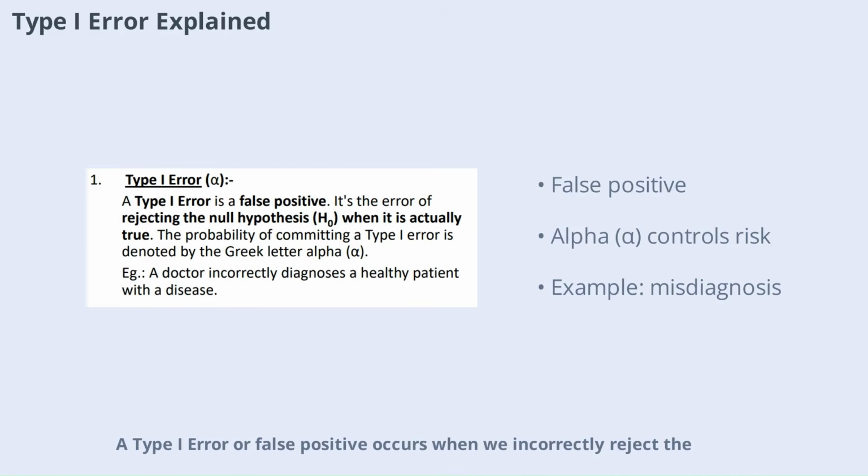Type I error or false positive occurs when we incorrectly reject the null hypothesis even though it's actually true. Imagine a doctor diagnosing a healthy patient with a disease. This is a classic example of a type I error. The probability of making this mistake is represented by alpha, which is set before the test begins. Keeping alpha low helps reduce the risk of false positives, ensuring our conclusions are more reliable.